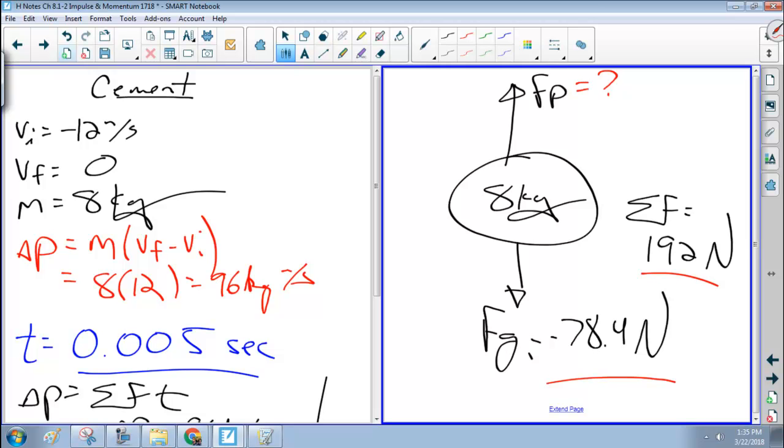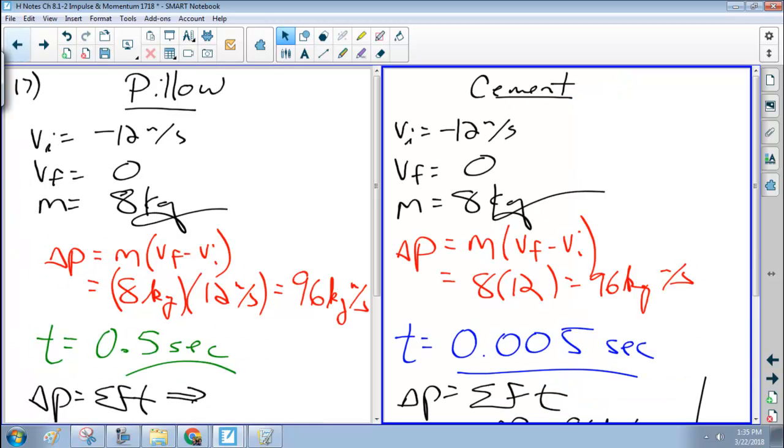All right, but the big thing I want to make sure you understand is this. Both the pillow and the cement create the same change in momentum for the watermelon, right? The difference is, because the pillow has give, it allows more time to stop the watermelon, and therefore it takes less force to stop the watermelon. And the cement stops it very quickly, and as a result requires more force.